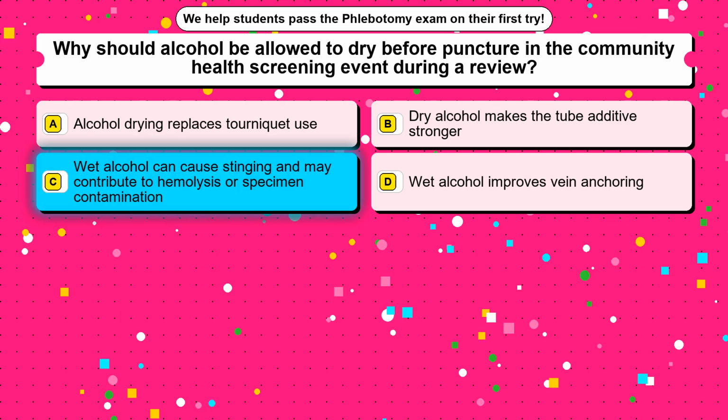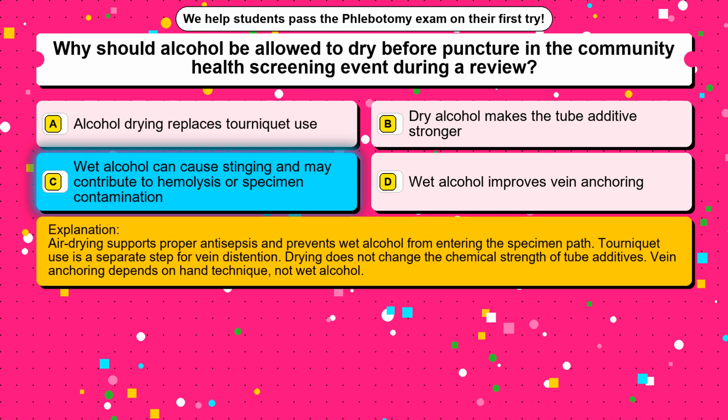The correct answer is option C. Wet alcohol can cause stinging and may contribute to hemolysis or specimen contamination. Air drying supports proper antisepsis and prevents wet alcohol from entering the specimen path. Tourniquet use is a separate step for vein distension. Drying does not change the chemical strength of tube additives. Vein anchoring depends on hand technique, not wet alcohol.